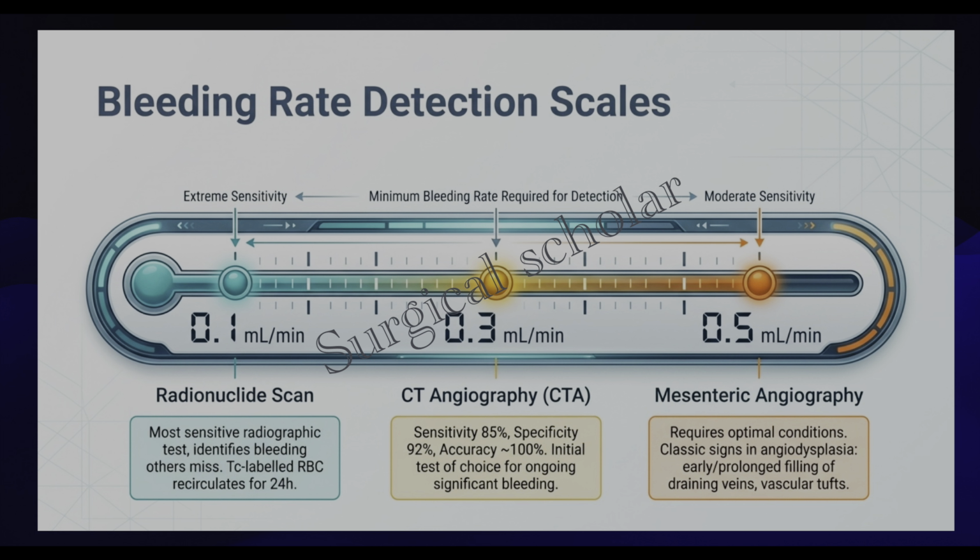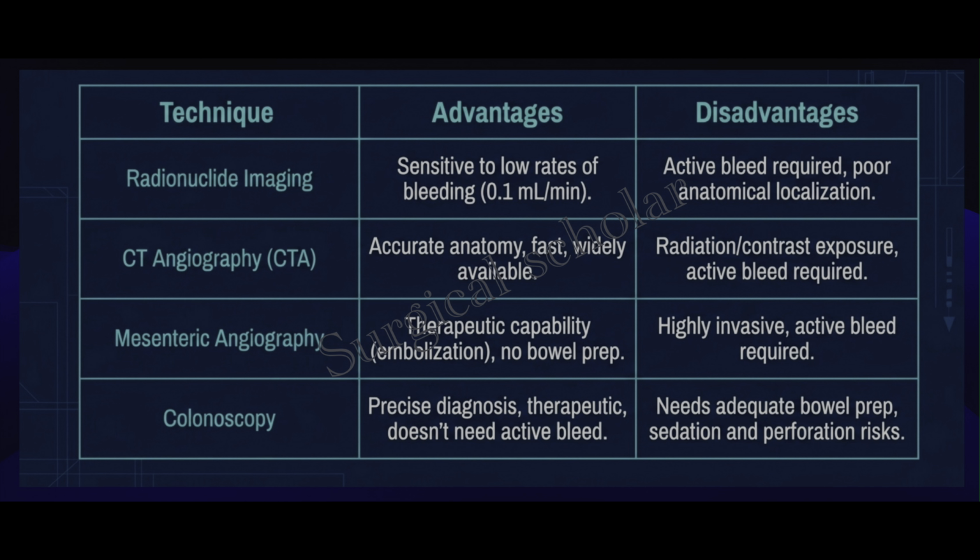The classical sign in angiodysplasia is early or prolonged filling of the draining veins on the vascular tufts. So just a revision, the tests done for the detection are the radionuclide imaging, CT angiography, mesenteric angiography and the colonoscopy. Of all these, the most sensitive is the radionuclide imaging, which detects a minimum of 0.1 ml per minute bleed also. In the colonoscopy, preparation is a must for better visualization.